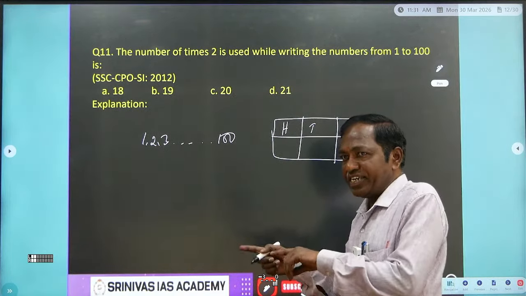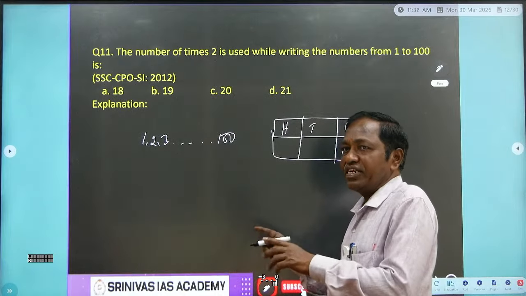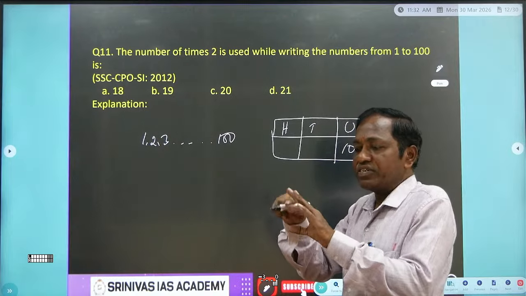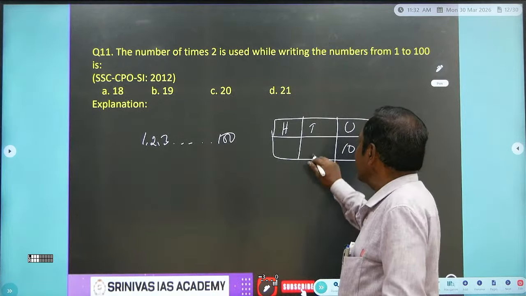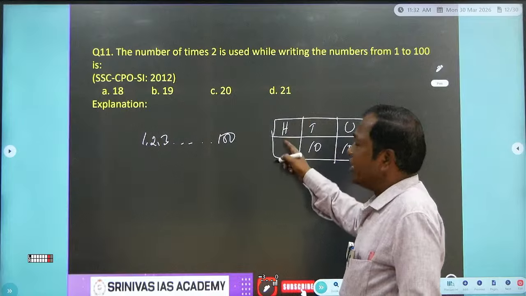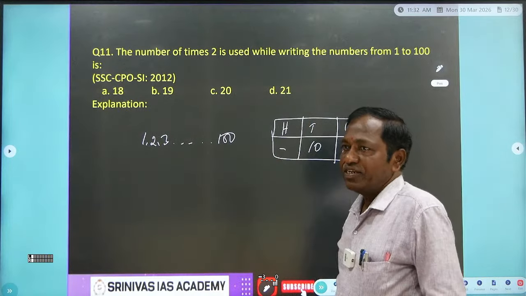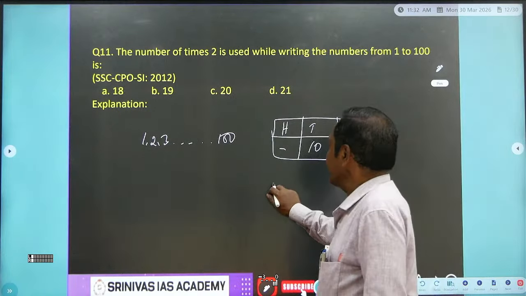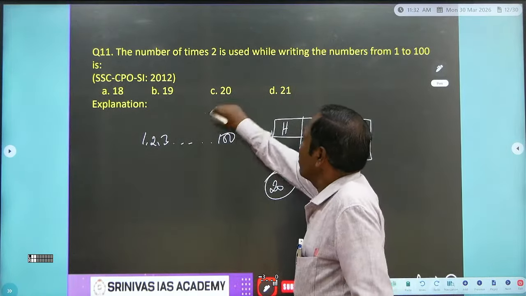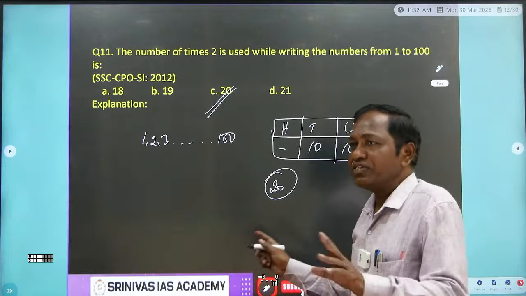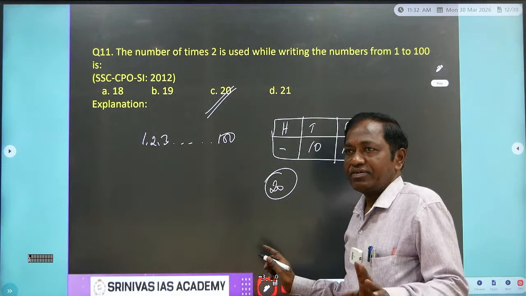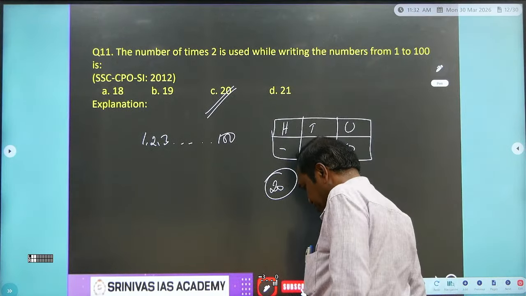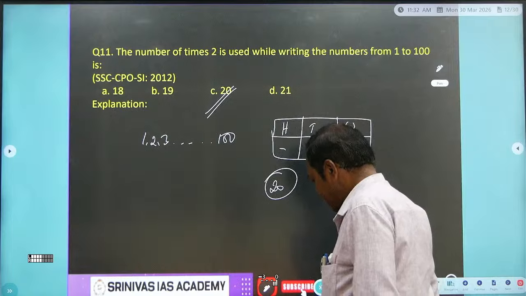And in the tens place, 20 to 29: 20, 21, 22, 23, 24, 25, 26, 27, 28, 29. 10 times you write. You are writing only up to 100, so you don't see 2 in the hundreds place. 10 plus 10, 20 times you write. Option C. Any digit you write 20 times, except in the case of 0.